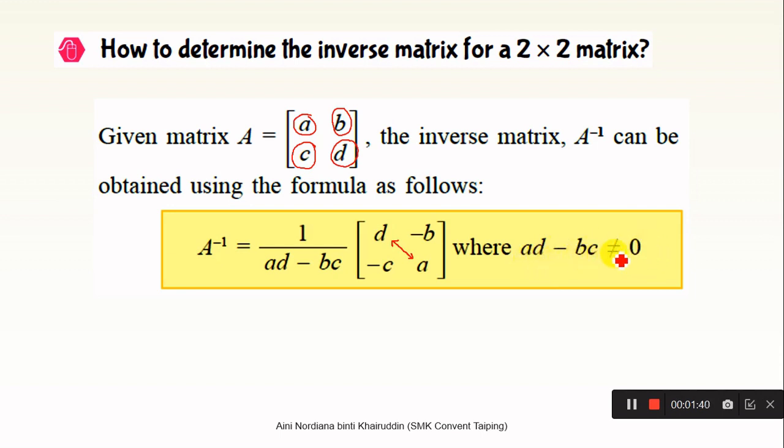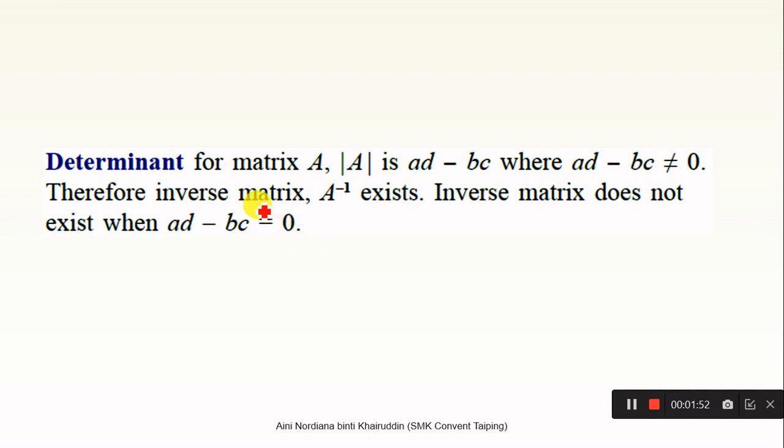If AD minus BC equals 0, then we can conclude that the inverse matrix of A does not exist. So the determinant of matrix A, this is how we write a determinant of A, is AD minus BC. Where AD minus BC is not equal to 0, therefore, as I said just now, the inverse of A exists. If AD minus BC equals 0, then the inverse matrix does not exist.